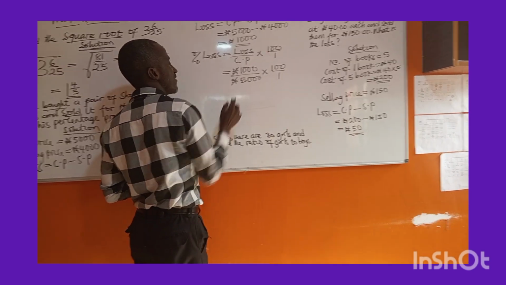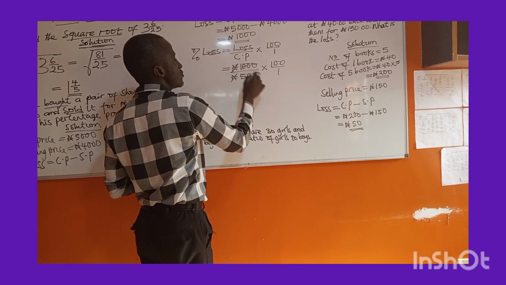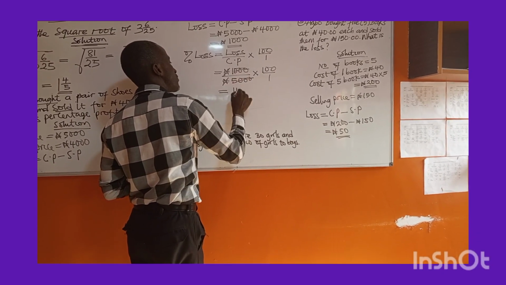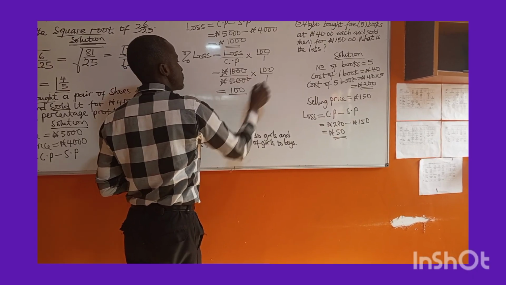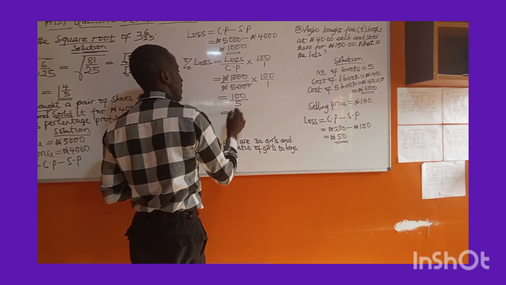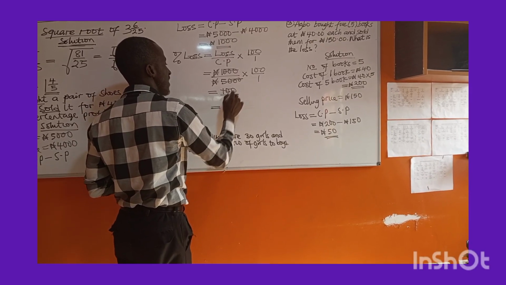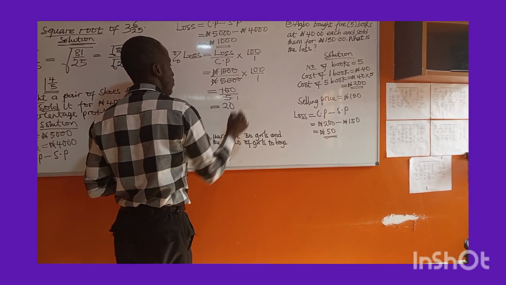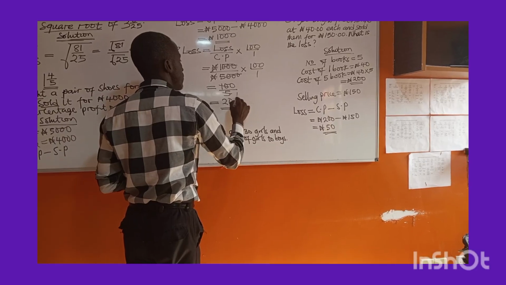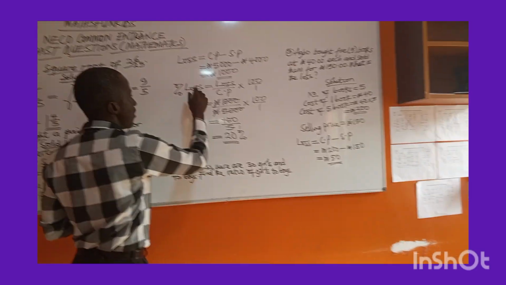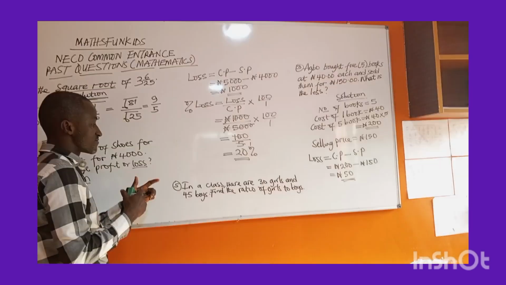So naira will cancel naira. These 3 zeros will cancel those 3 zeros. We are left with 1 times 100, which gives us 100, over 5 times 1, which gives us 5. And 5 goes into 100: 5 goes in 10 twice, 5 goes in 0 is 0. So we will have 20%. So the percentage loss is 20%.